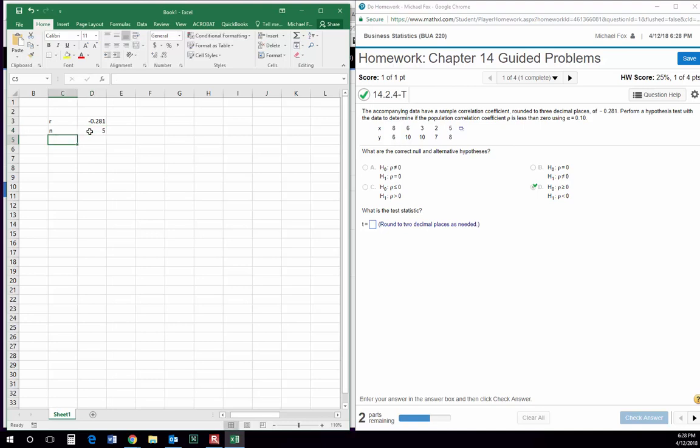Once we have that, we can calculate our t-test statistic. I'm just going to call it t-test. Using that formula, the formula is R divided by the square root of 1 minus R, 1 minus R squared, actually. So I'm going to go 1 minus R squared, divided by n minus 2.